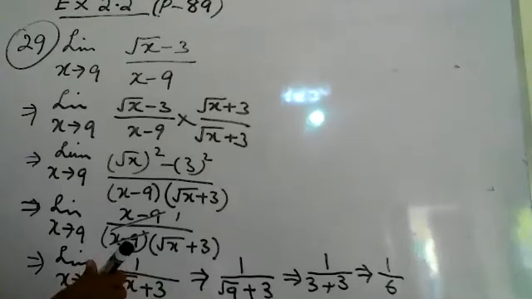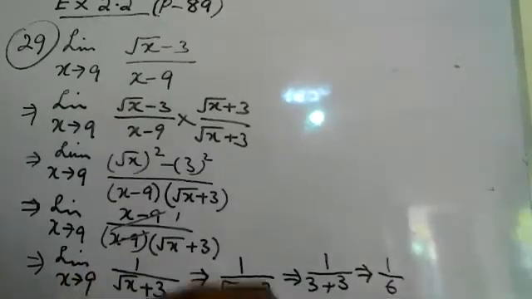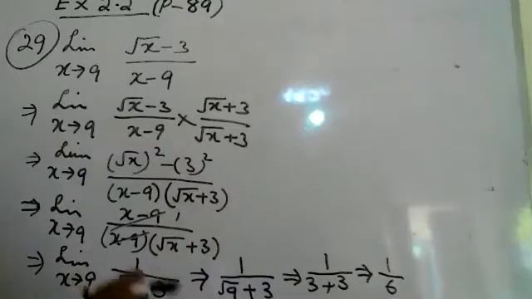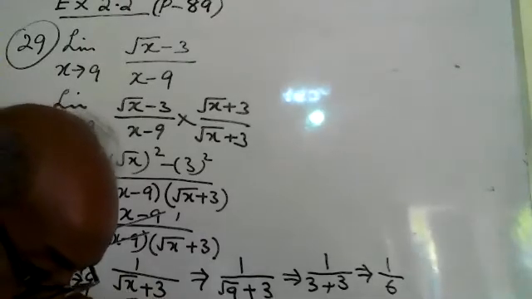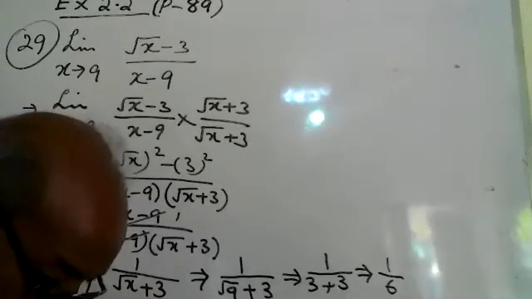One upon 6 is the answer. In this way, we have to solve. Either we will make the factors, or we will multiply with the conjugate if there are questions of under root. If there are questions of under root, we multiply with the conjugate, up and down, numerator as well as denominator.